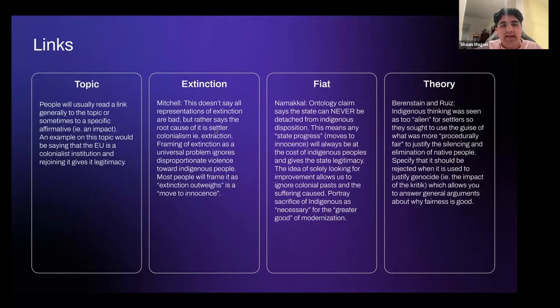The second common link is that narratives of extinction are bad. To clarify, this doesn't say all representations of everyone dying might be a bad thing, but rather it says specifically that the root cause of the extinction claims that the affirmative will say is settler colonialism. An example is that the reason we have climate change is because there's no longer that relationship to the land that indigenous people had, and rather we're focused on exploiting the land through extraction, which is the root cause of climate change. So this says that framing extinction as a universal problem that affects everyone ignores the current disproportionate violence towards indigenous people that caused those structures to exist in the first place.